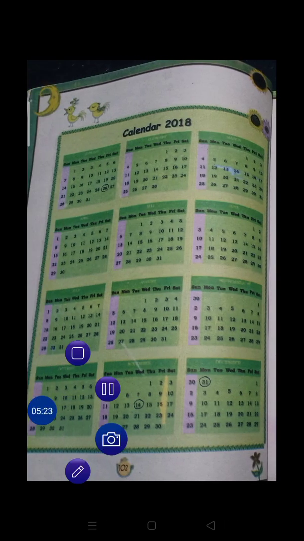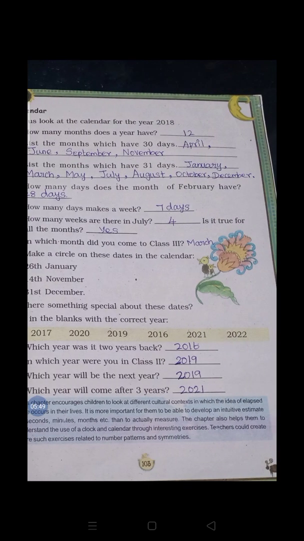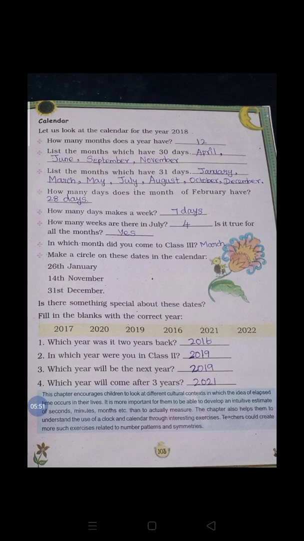So see here. In a week we have 7 days. We should have 4 weeks in a month. Apart from that, we have 1 or 2 days in a month. So obviously we have 4 weeks in a month. Not only July, every month has 4 weeks.